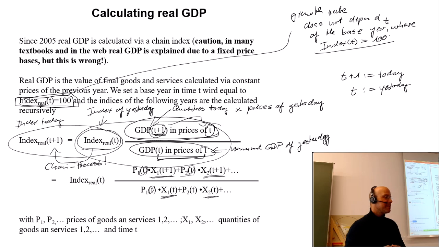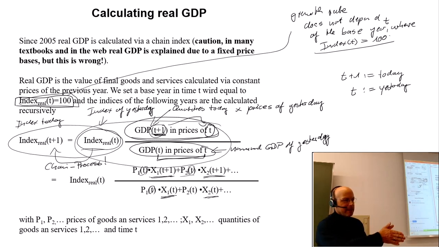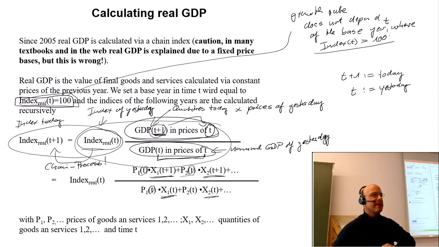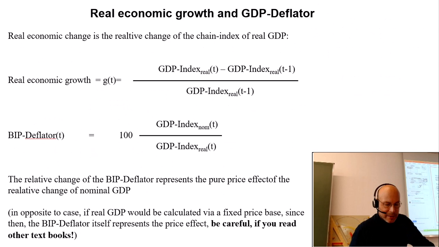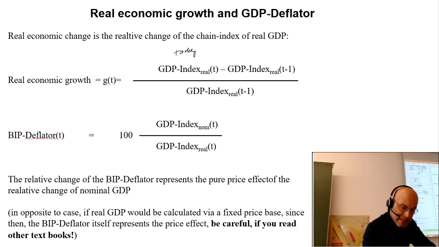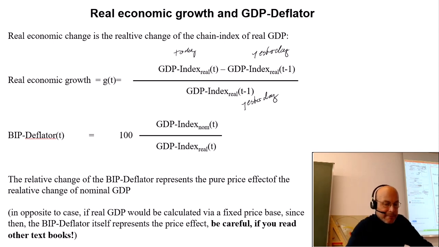Well, if you look in some data sets, then you see that we move this index where we set it to 100 also every 5 years. But the reason for this is that in general, we want to have the index number in the neighborhood of 100. But since this doesn't affect the growth rate, and this is the interesting number, this has no impact on our economic questions. Okay, so what is then the real economic growth rate? Of course, the index of today minus yesterday over yesterday. This is always the same way you calculate any growth rate.